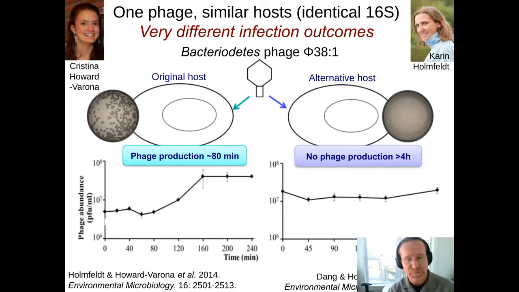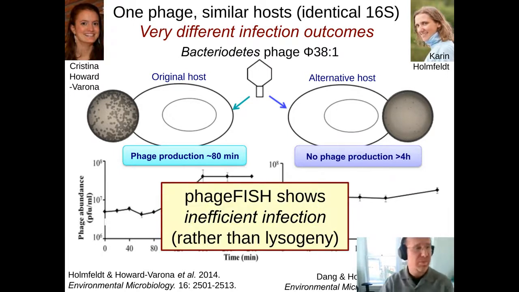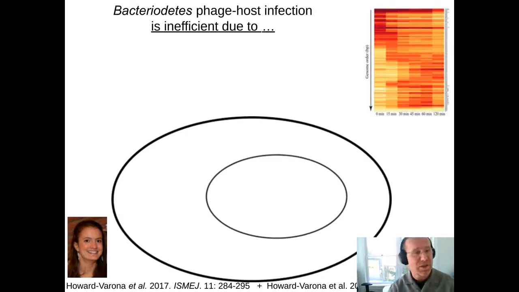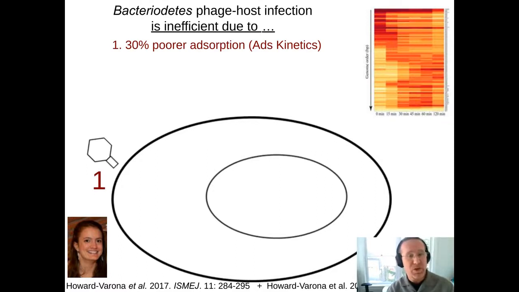We did some work with a single-cell molecular probe technique we developed called phagefish, which shows that this is inefficient infection. It's not just a lysogenic infection. And so we asked the question with time-resolved multi-omics data sets, what is happening? Why is this alternate host strain inefficiently infected? What we found was, first, that yes, absorption is part of the problem. 30% poorer absorption based on absorption kinetics experiments.